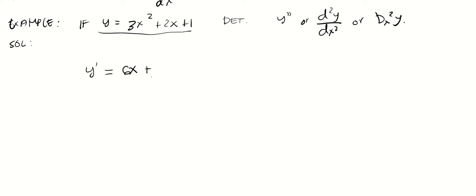Then plus here, this is a linear function, 2x. So the derivative is just equal to 2. It's the coefficient. And the derivative of 1, a constant, is equal to 0. So this will be y prime. Now, if you want to determine the second order, then you take again the derivative of the first order. So what's the derivative of 6x? It's just 6.